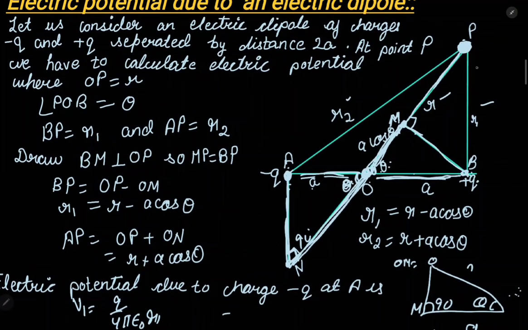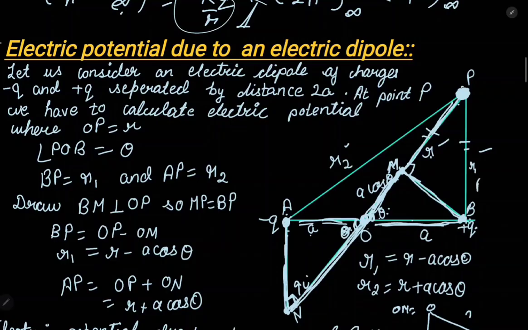So the value of R1 can be written as R minus A cos theta, because if we draw a perpendicular, the lines become equal. Always remember, if I am drawing a perpendicular line to a particular line, the lengths of both lines become equal. Now this is my OM, this is my PM. PM will be equal to PB. So PM can be written as R minus A cos theta. So my R1 becomes R minus A cos theta.